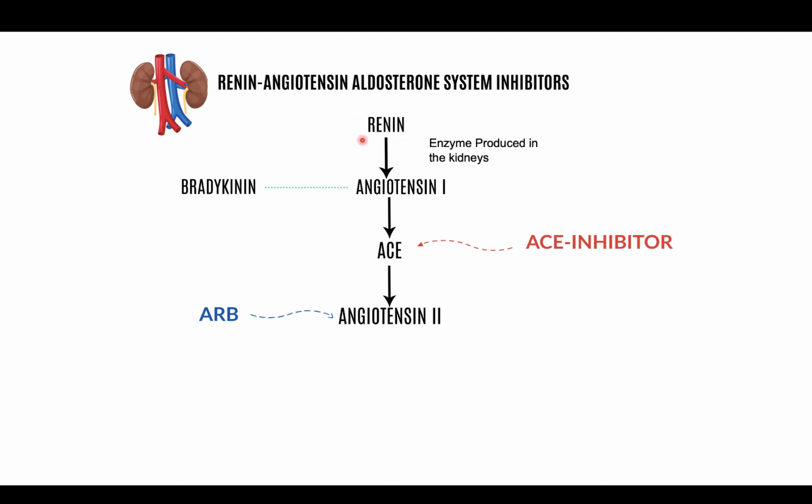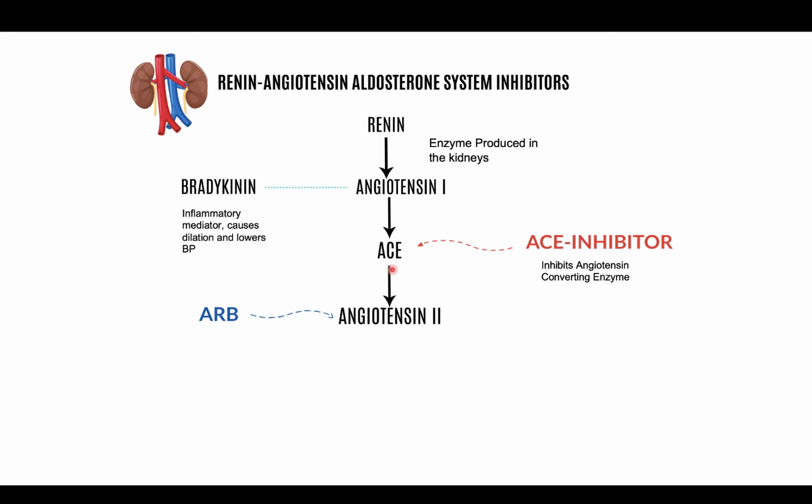If you remember, renin is an enzyme produced in the kidneys, and its responsibility is to ensure the conversion of angiotensinogen to angiotensin I. I did mention bradykinin in the ACE inhibitor video, but I'll go into more detail in this ARB video. Bradykinin is an inflammatory mediator, and it causes dilation and lowers blood pressure. So the ACE inhibitor comes in and inhibits this ACE enzyme, blocking angiotensin I from converting into angiotensin II.